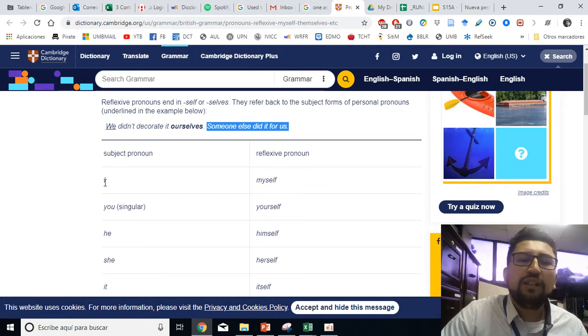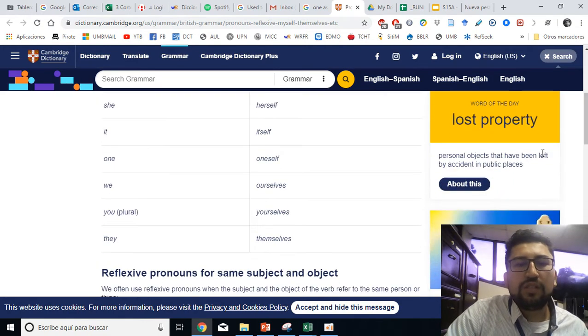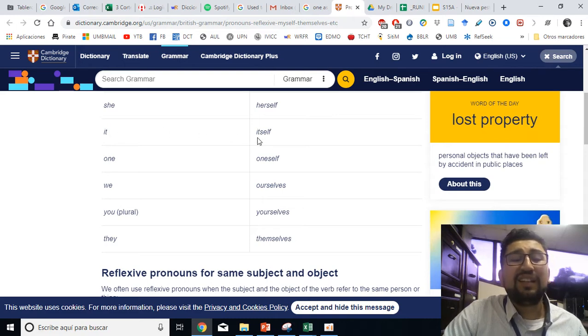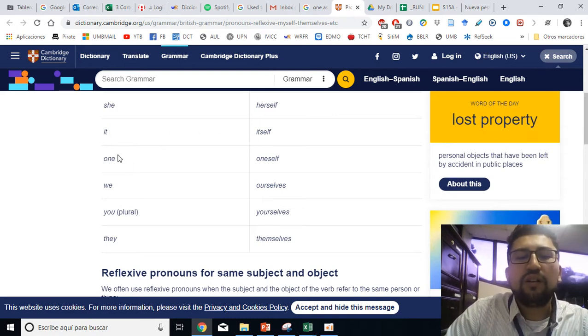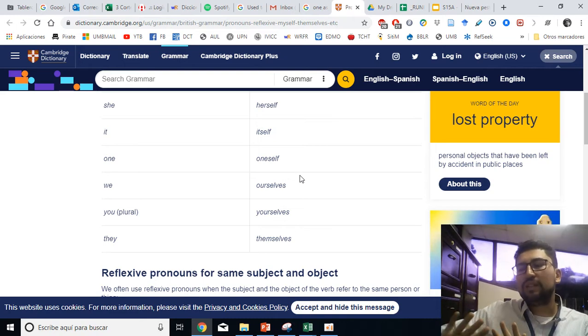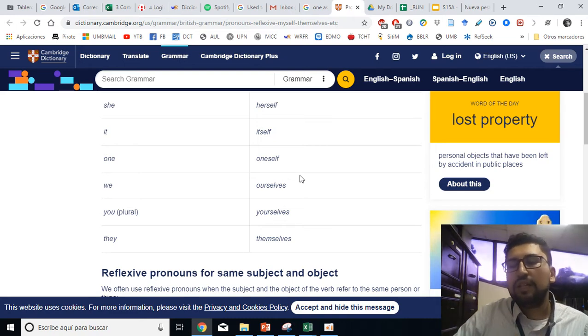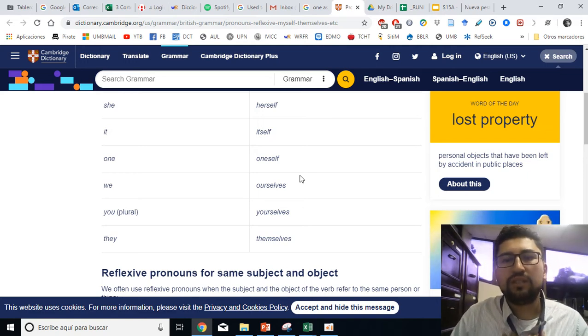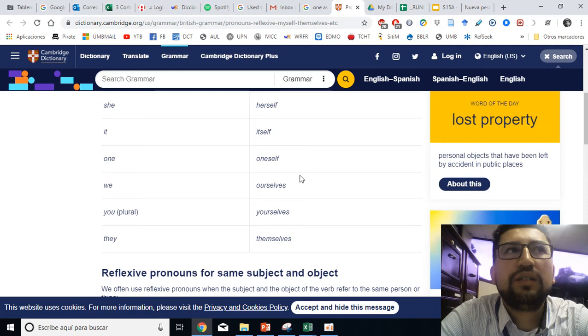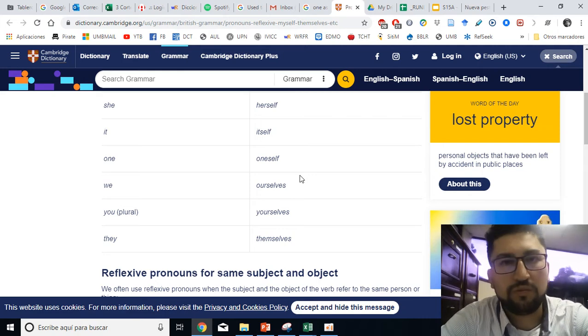For I, there is a reflexive pronoun which is myself. For you, yourself. He, himself. She, herself. It, itself. There is one that is called oneself, and it is like to deconstruct yourself. It is a third objective person, oneself. It's like in Spanish we say uno mismo, right?